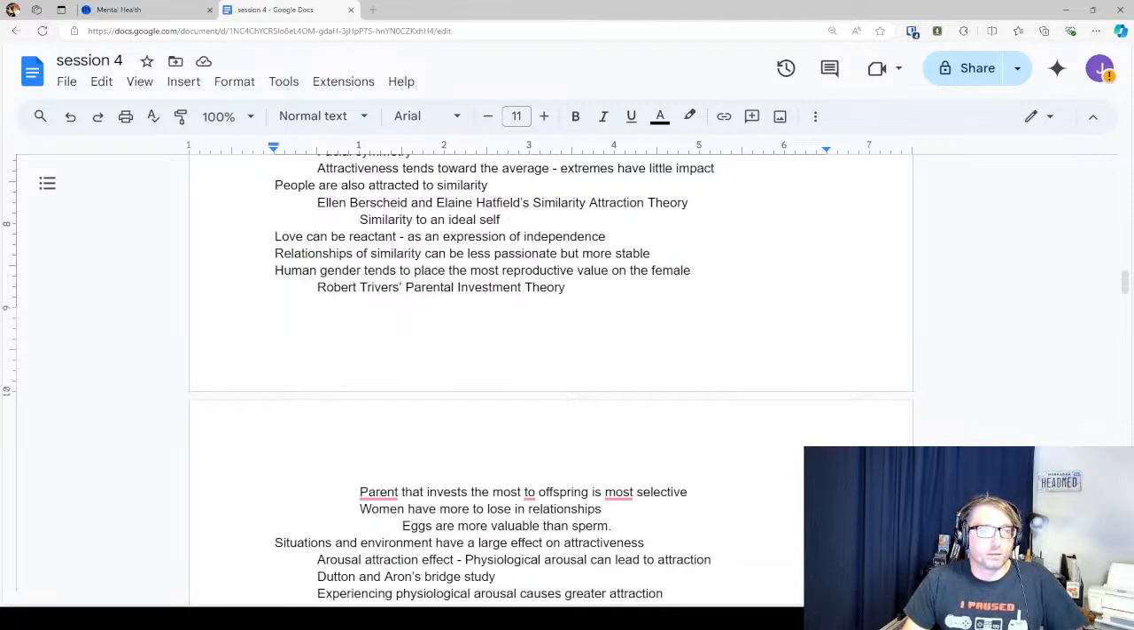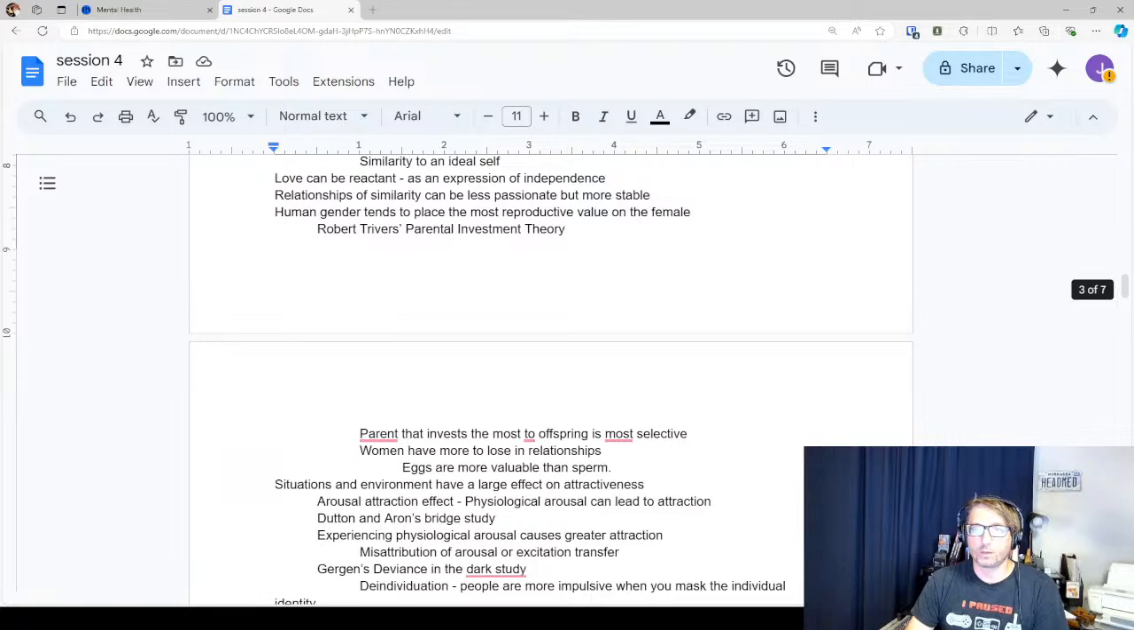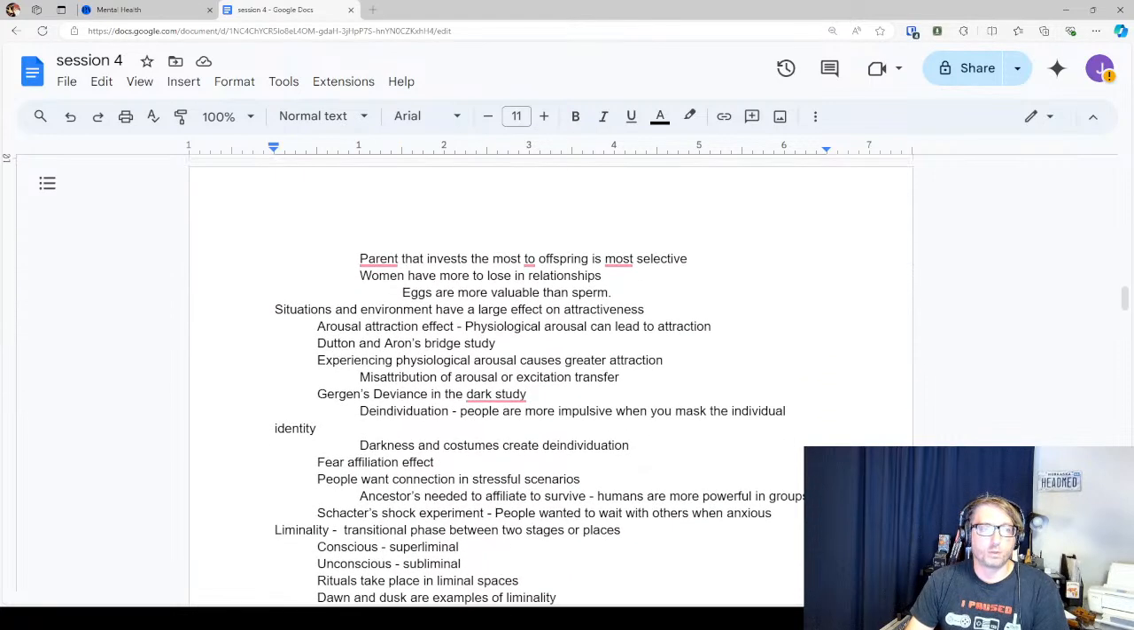Relationships of similarity can be less passionate, but they tend to be more stable. If you get with somebody too different from you, it can cause instability, but it can also cause more passion. They get into that later. Human gender tends to place the most reproductive value on the female, based on Robert Trivers' parental investment theory. The parent that invests the most in the offspring is the most selective, and as it happens in humans, women have more to lose in relationships. Their eggs are finite. He didn't talk about this, but I think it's interesting because a human is born with all the eggs they're ever going to have for their whole life.